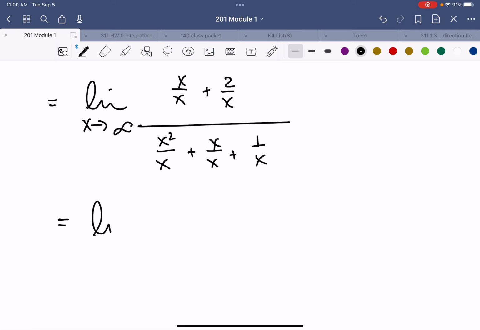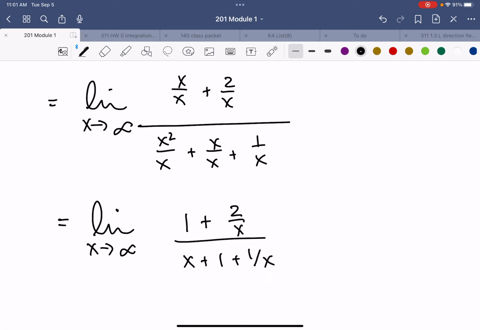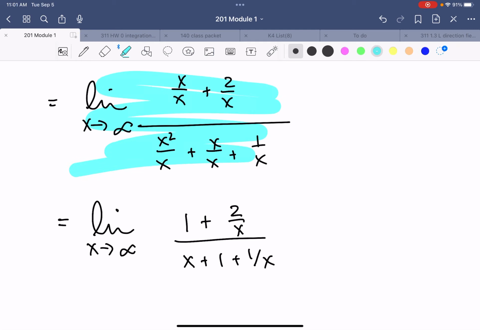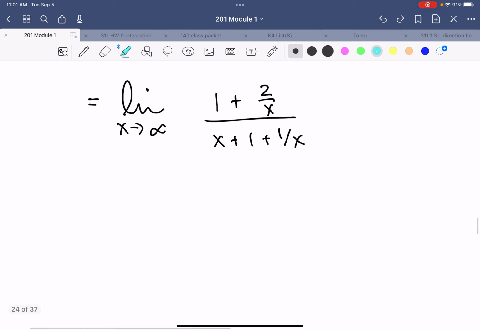And this is going to reduce up above to 1 plus 2 over x, over x plus 1 plus 1 over x. Now, if you can do this algebraic step correctly without the previous step, this one right here, then that's fine. You go ahead and do that. No issues with that. Okay, from here, we're going to evaluate our limits.